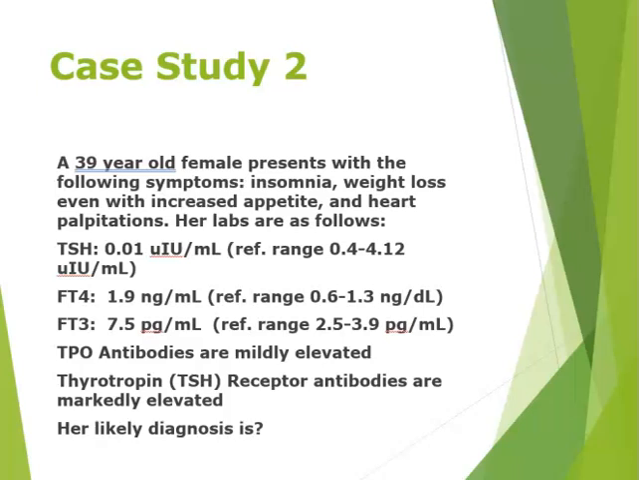We have a 39-year-old female that presents with the following symptoms: insomnia, weight loss with an increased appetite, heart palpitations, and her labs are as follows. Her TSH is 0.01, her free T4 is 1.9, and her free T3 is 7.5. Her TPO antibodies are mildly elevated, and her TSH receptor antibodies are markedly increased. So what is her likely diagnosis?